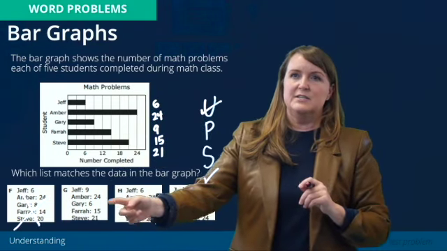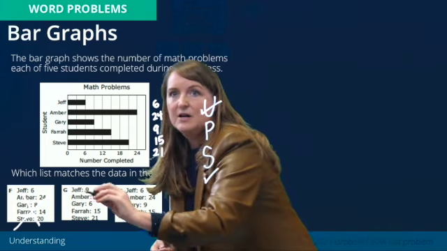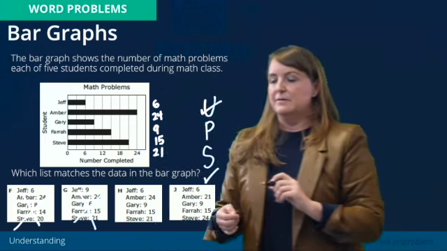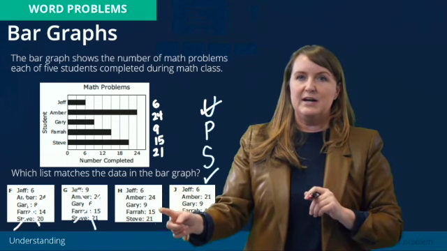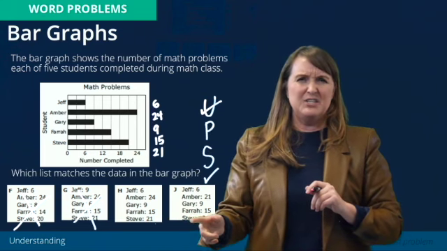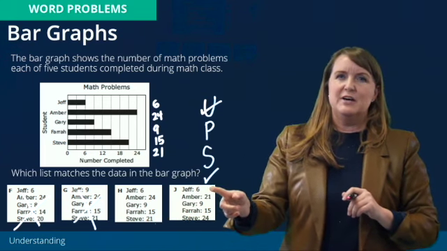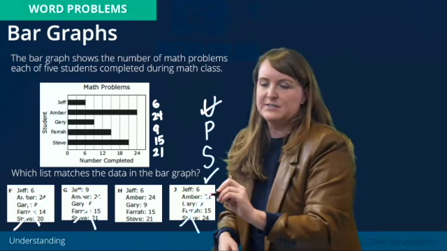Let's go to the next list. Jeff, 9. Jeff, 6. Oh, that doesn't match. I'm going to go ahead and cross that one out. What about here? Jeff, 6. Amber, 24. Gary, 9. Farrah, 15. Steve, 21. Okay, cool. I'm just going to check this one just in case. Jeff, 6. Amber, 21. Oh, nope, that's not correct. I'll go ahead and cross that out.